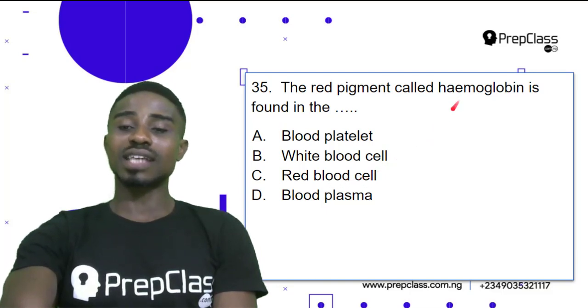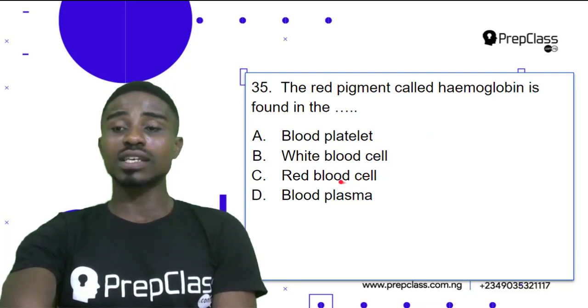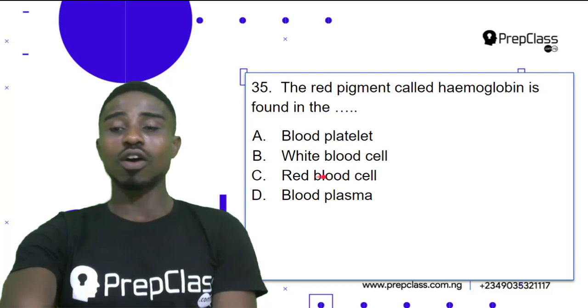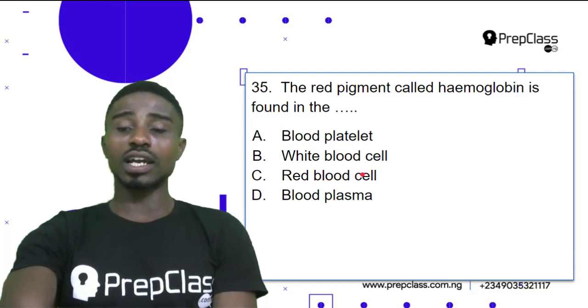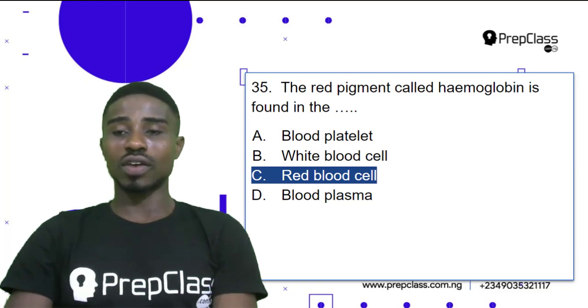So our correct answer is red blood cell. It contains hemoglobin, and that is responsible for the redness of our blood. Let's check it out. Question 35, red blood cell is the correct answer.